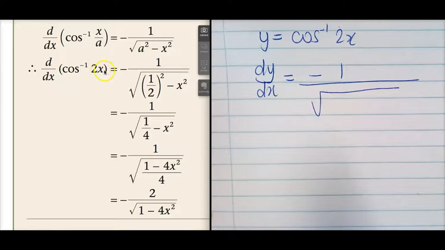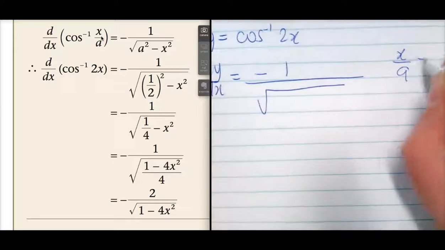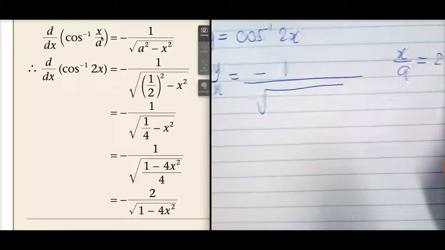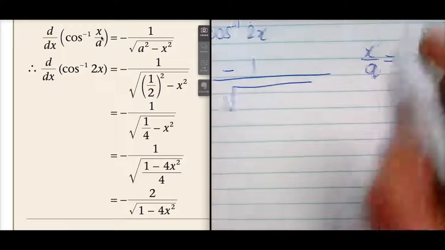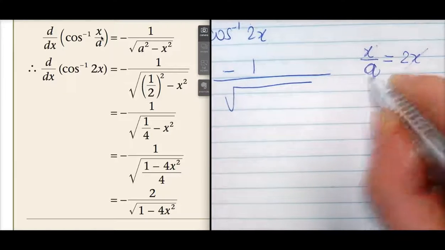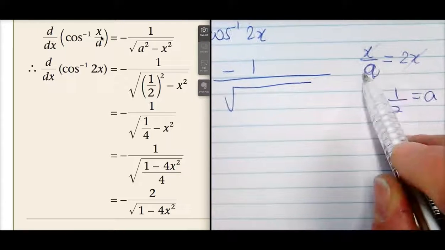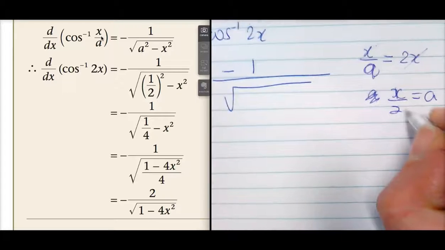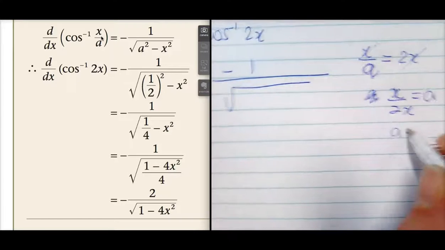In this case, girls, my question is not set out like that. So let's just look over here. What does x on a equal in my question, girls? 2x. So what's a? Where I should have an x on a, I've got 2x, yes or no? So therefore, what does a equal? Therefore a is a half. Because if I put the a up there and the 2x down there, look what I've got. A up there, 2x down here, a is 2x on x, in other words, a is 2.